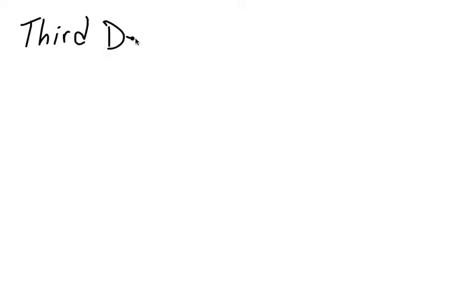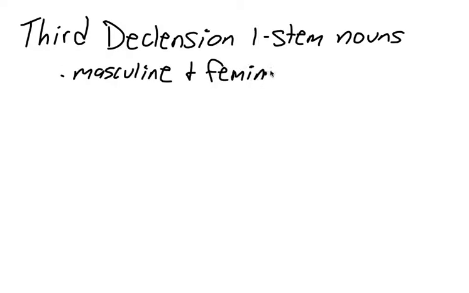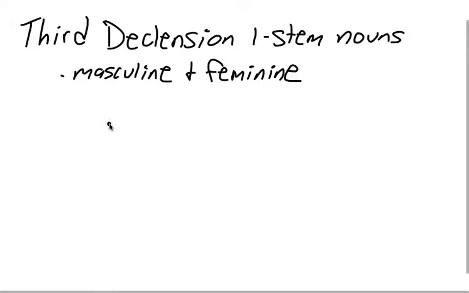Today we're talking about third declension I-stem nouns, but only masculine and feminine I-stems. There are neuter I-stems, they look different.